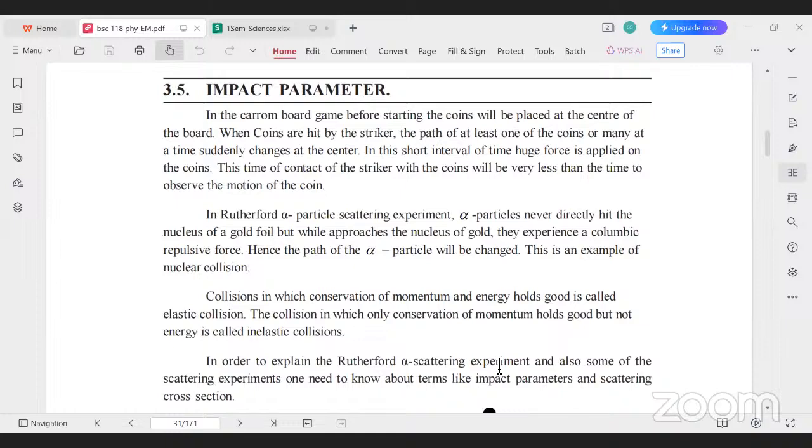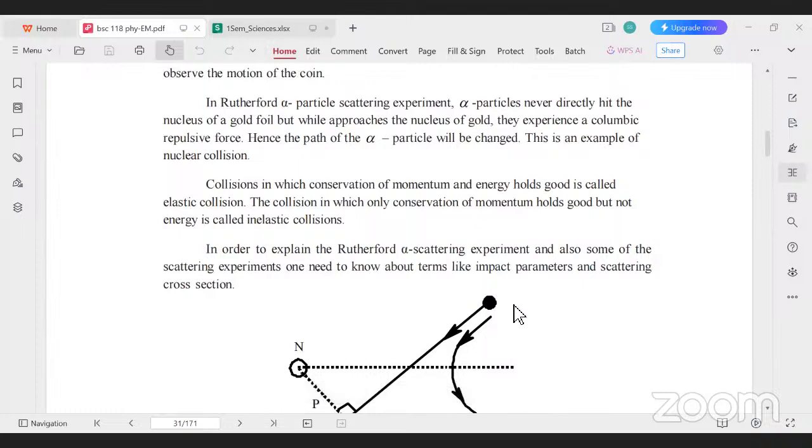So in order to explain the Rutherford alpha scattering experiment and all the same scattering experiments, one needs to know about terms like impact parameter and scattering cross section. Scattering means what? The light is being scattered. So we need to talk about scattering. When light falls on any material, what scatters? Photons will be scattering. The light is spreading, right? So with which energy? With the electrons. The electrons in the glass material spread it. So whatever light we are observing is nothing but scattering. It means the light is being scattered.